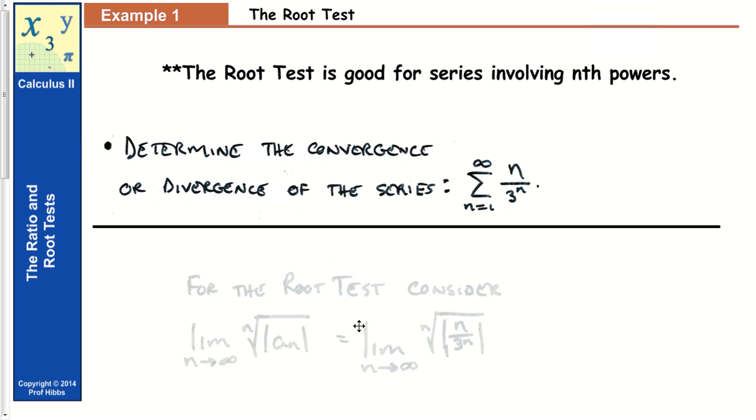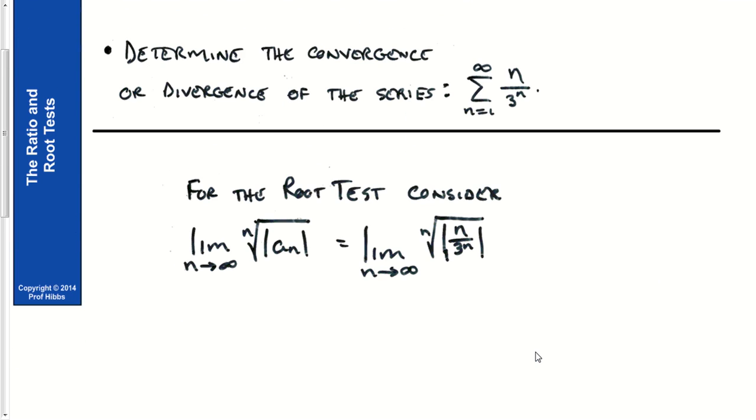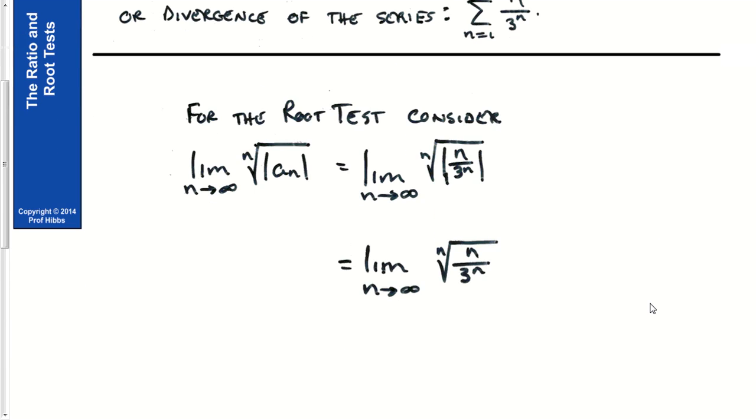So I begin. For the root test, we need to consider the limit of the nth root of the absolute value of the terms. Here the nth term, a sub n, is n over 3 to the n power. So we have the absolute value of that underneath the nth root. That's what we've got to do to decide. If the limit is less than 1, then the series converges. If the limit is greater than 1, then the series diverges. And if the limit is equal to 1, we don't know. So we're going to look at that limit.